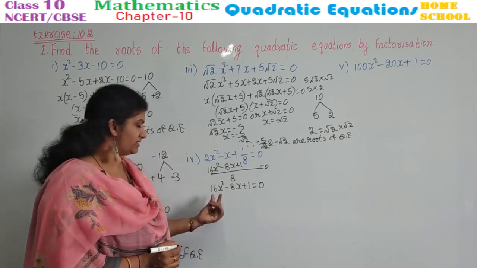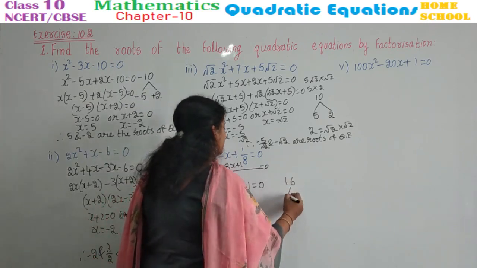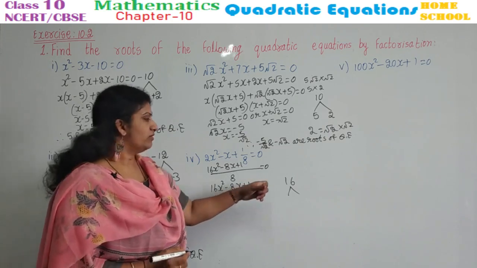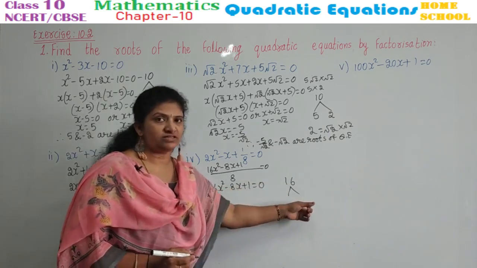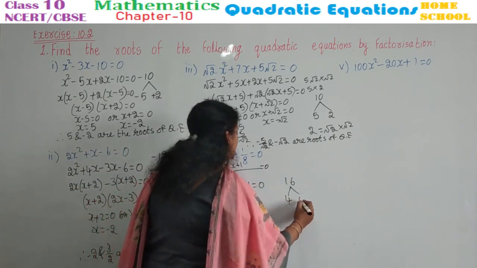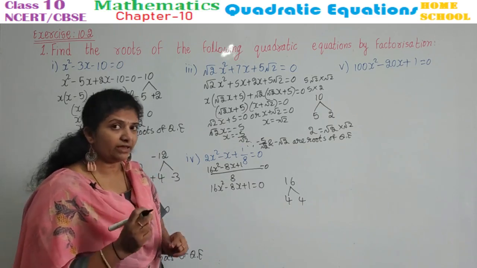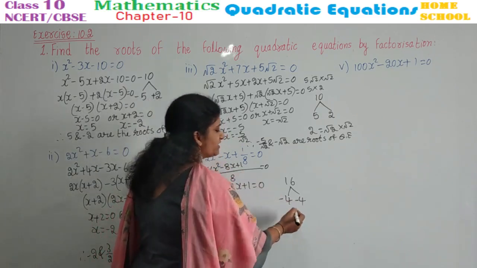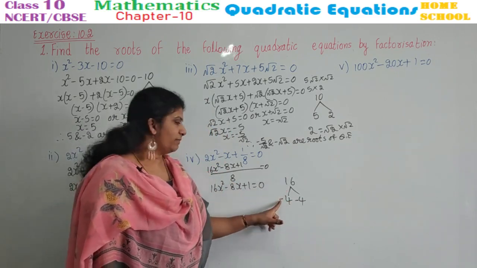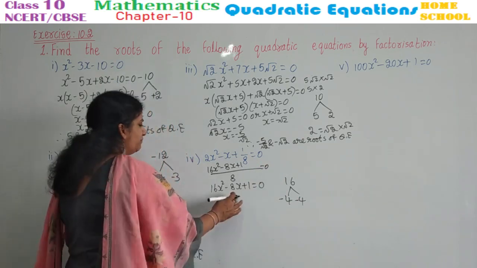Then start factorizing. 16 ones are 16. Find the factors for 16 to get 8. 16 means 4 4s are 16. 4 plus 4 will be 8. Yes, but you should get minus 8 here. How can I get minus 8? You should think a little. Minus 4 and minus 4 will be minus 8. If you multiply, you should get this: minus into minus is plus, 4 4s are 16. Split the middle term.